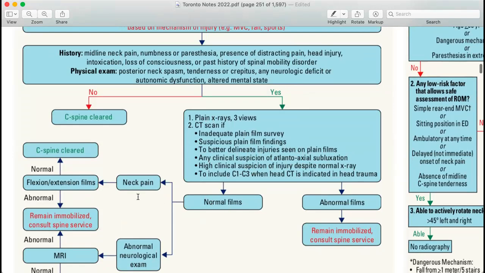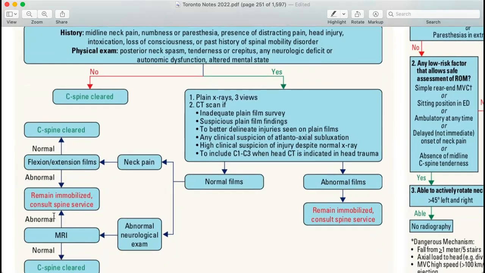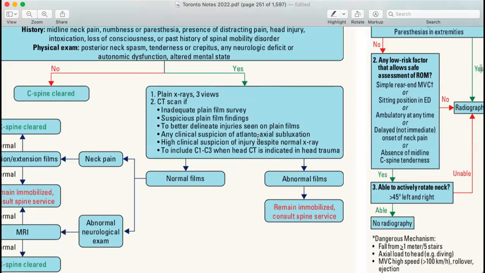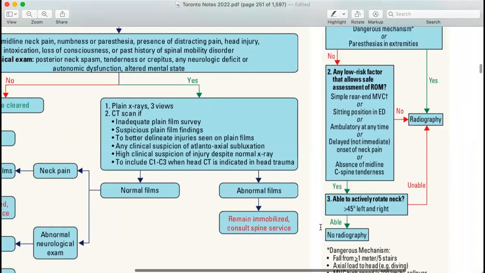If normal films, then check for neck pain. If there is neck pain, then go for flexion extension films. Then check if the C-spine is cleared. If it's not cleared after flexion and extension, then remain in immobilization, put on the spine collar, go for MRI, and then check if the C-spine is cleared. And if the X-ray is cleared and the CT scan was done and was normal, but there is an abnormal neurological exam, then go for MRI right away. If the CT scan is abnormal, go for immobilization and then consult the spine services right away.